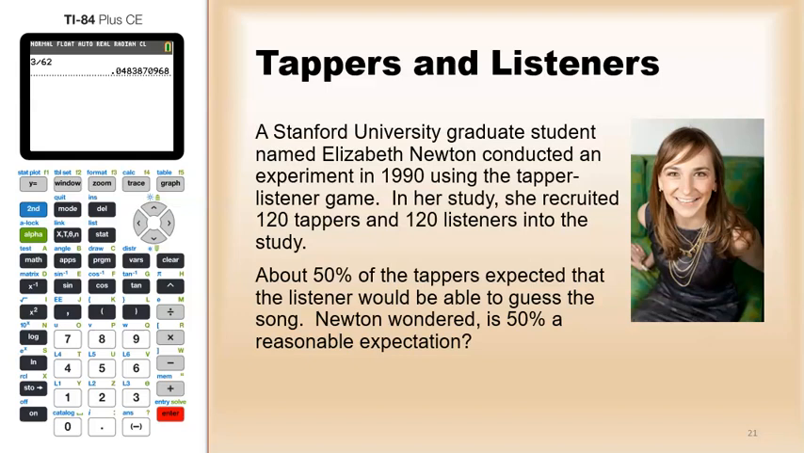A Stanford University graduate student named Elizabeth Newton conducted an experiment in 1990 using the Tapper Listener game. In her study, she recruited 120 tappers and 120 listeners into the study. So, about 50% of the tappers expected the listener would be able to guess the song. So Newton wondered, is 50% a reasonable expectation?